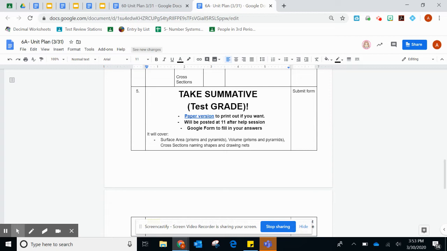Okay, there is a paper version there if you want to print it out. We're not going to post it until after 11, after that help session is over with, so that no one tries to take it first thing or while we're doing the help session. We want you to have time to get the other stuff done first. And there is going to be a Google form for you to fill out your answers, kind of like last time. There's only a few problems at the beginning where you have to attach any work.